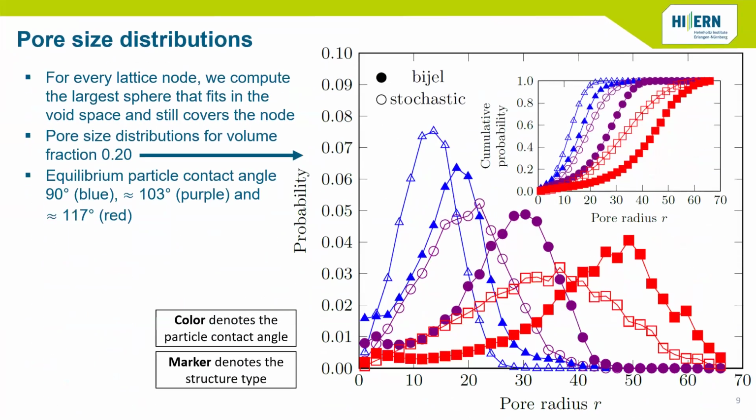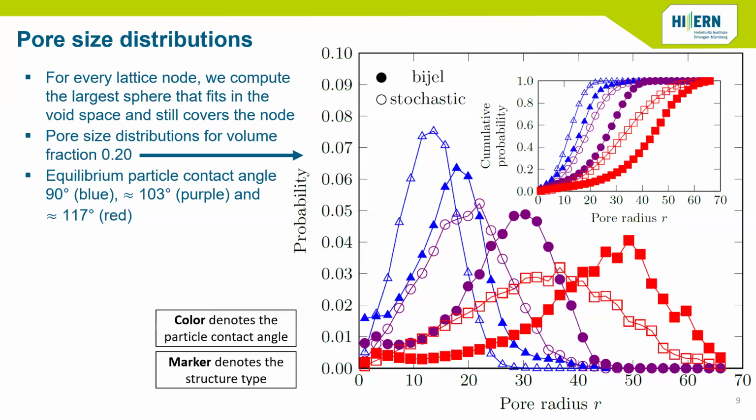Then we can, of course, further quantify this, for instance, by looking at the pore size distributions of these structures, where we computed the pore size distribution by, for every lattice node, computing the largest sphere that fits in the void space and still covers the entire node. On the right here, you can see some pore size distributions for Bijels with a particle volume fraction of 0.2, and equilibrium particle contact angles varying from 90 degrees in the blue, 103 degrees in the purple, and 170 degrees in the red.